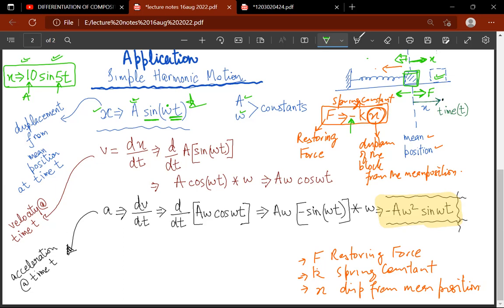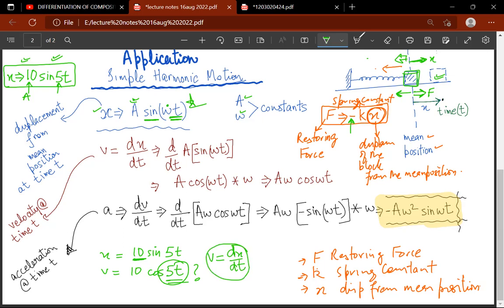When I want to take the differential of x equals 10 sine 5t, I understand that 10 is a constant, then velocity would be 10 cos 5t. The problem is I don't have any rule of what to do with this 5t. Are we clear? I hope we are clear that velocity is dx by dt. Is that clear?